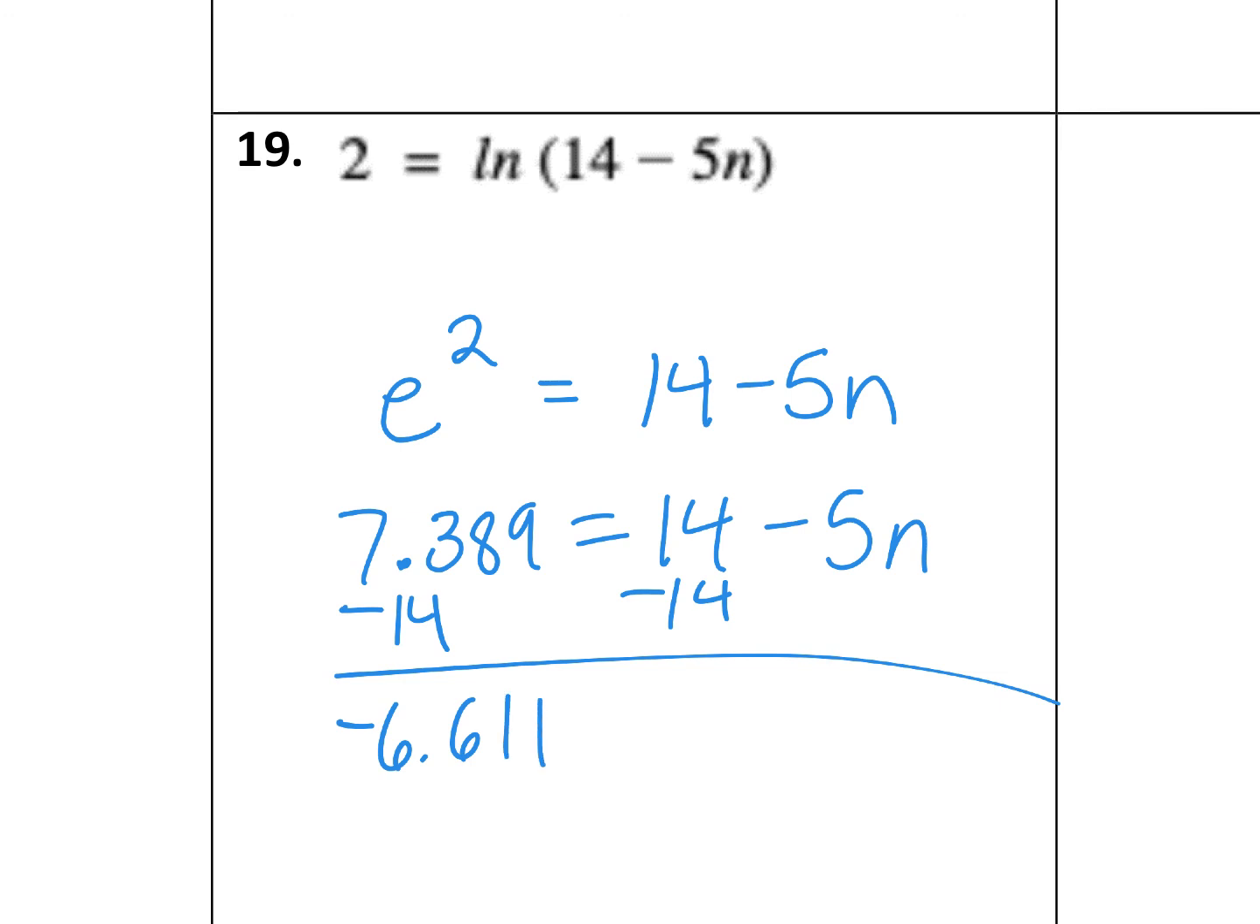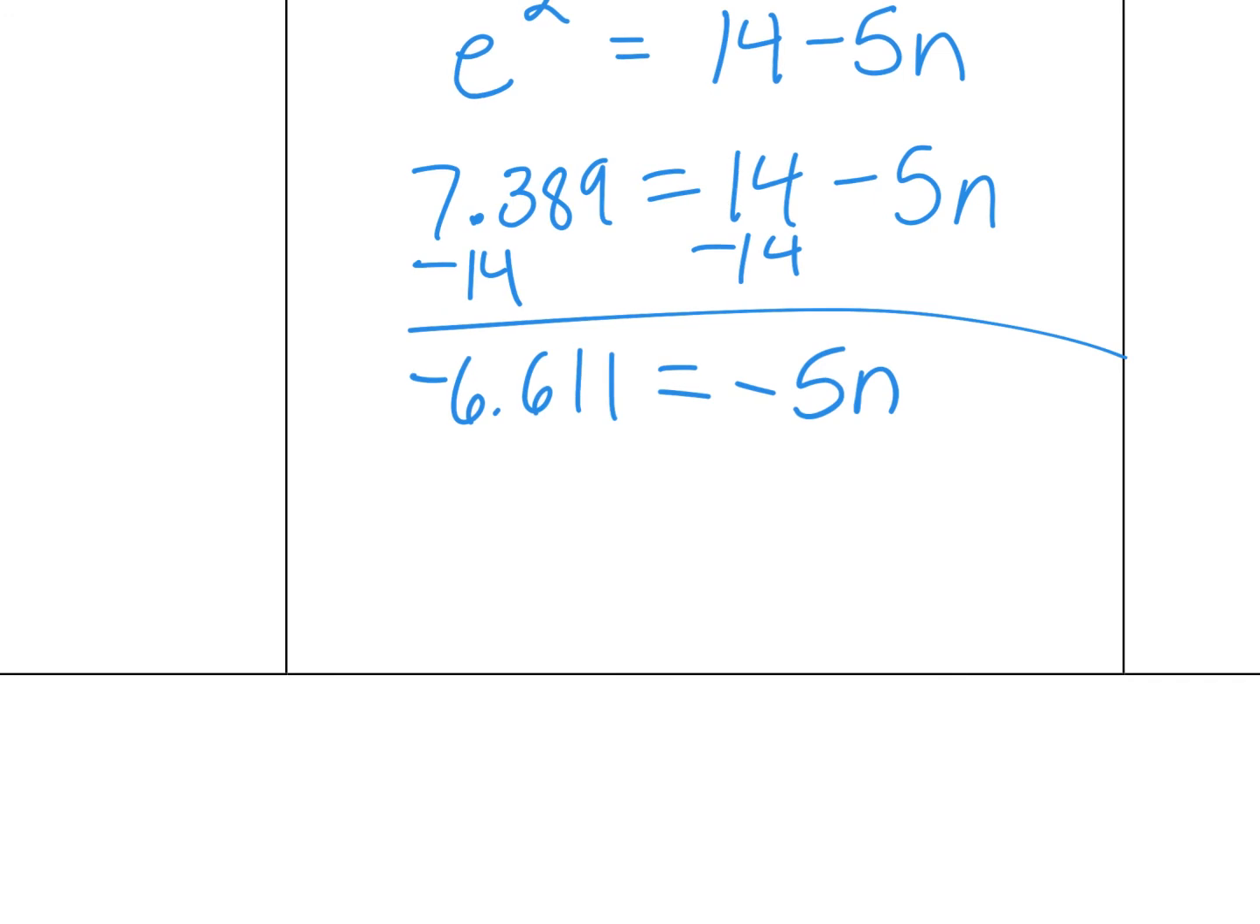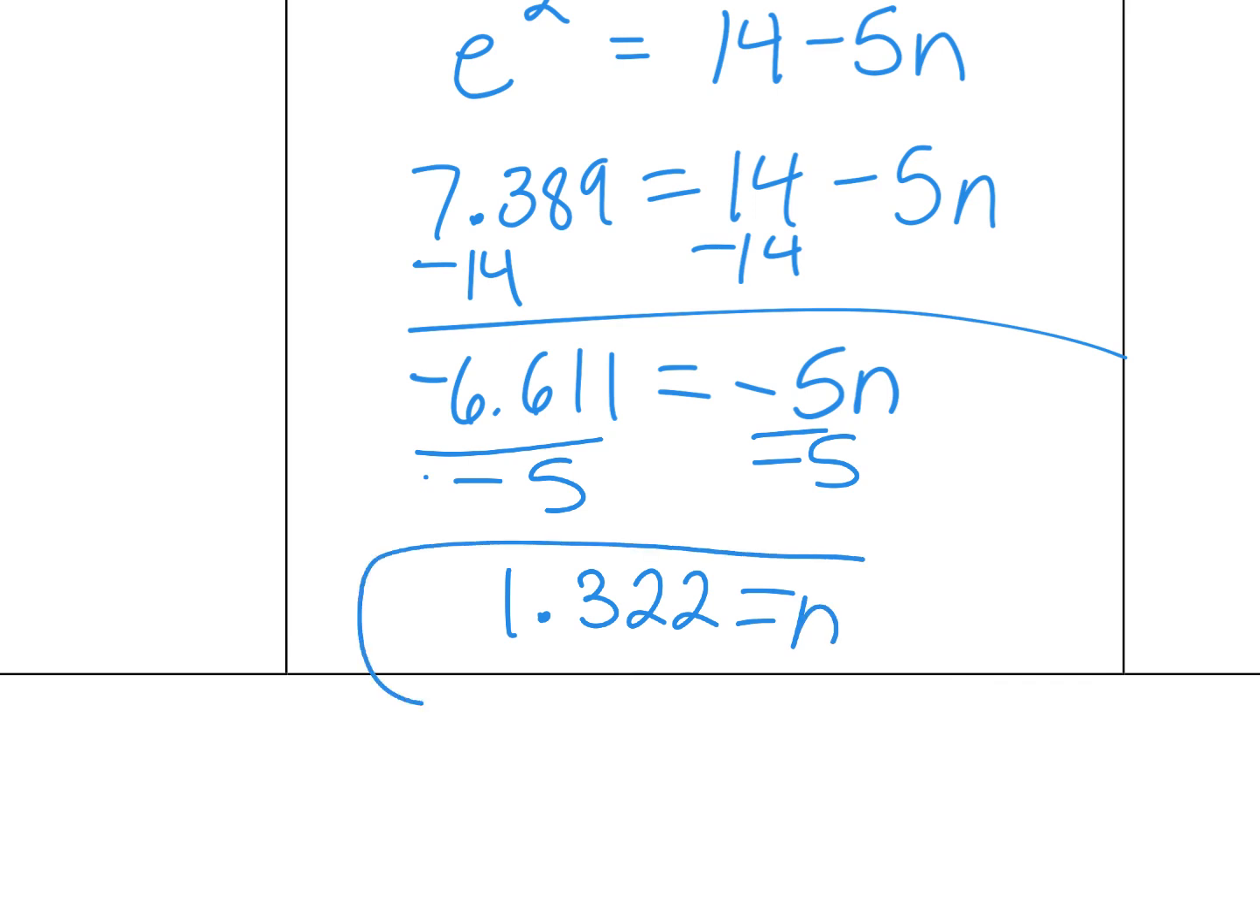Negative 6.611 equals negative 5n. And lastly, we would divide that by the negative 5. 1.322. I like it. That's my answer.